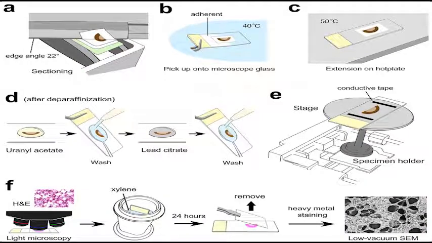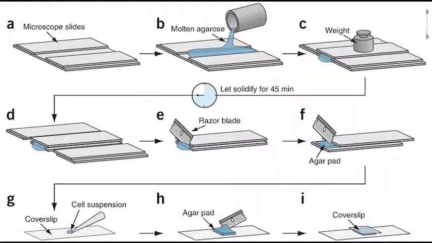Then the specimen is sliced with a diamond or glass knife. Finally, the section is impregnated with a heavy metal stain such as osmium tetroxide.